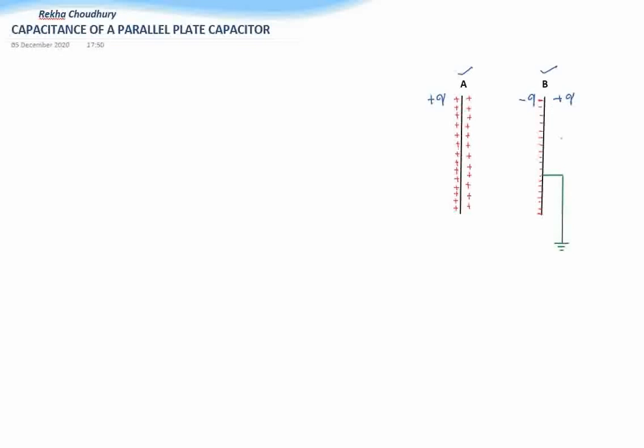Now see, this plate B is earthed. This is the earthing. So as the plate B is earthed, these plus Q charges will move to the earth. Any amount of positive charge on the plate B will move to the earth. So there is no positive charge on the plate B, there is only negative charge on the plate B now, as the plate B is earthed.